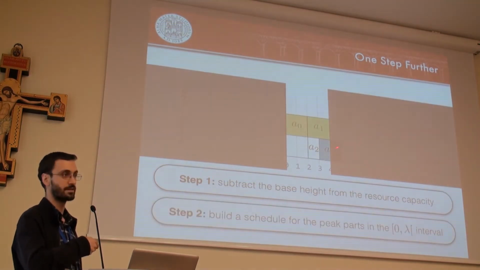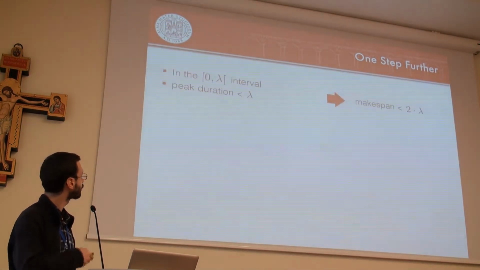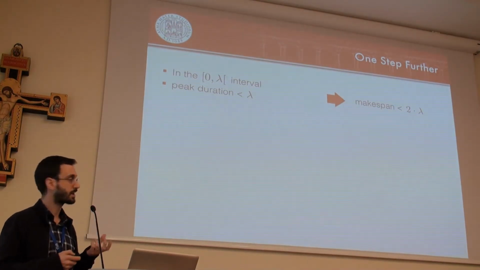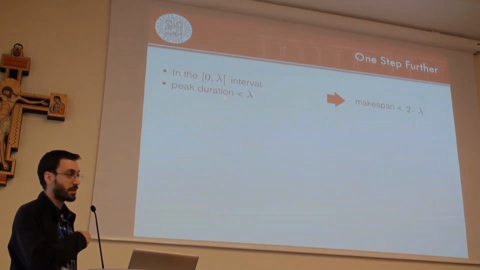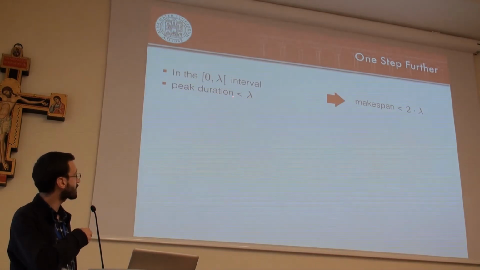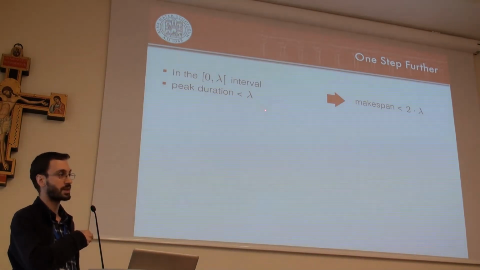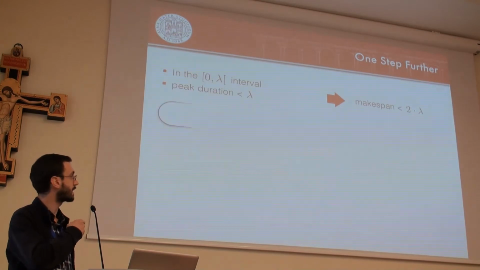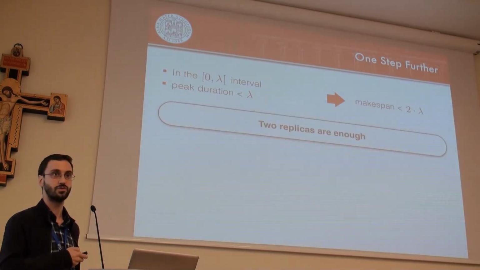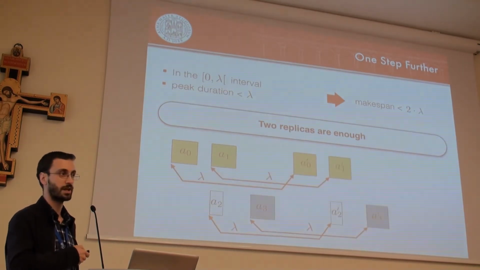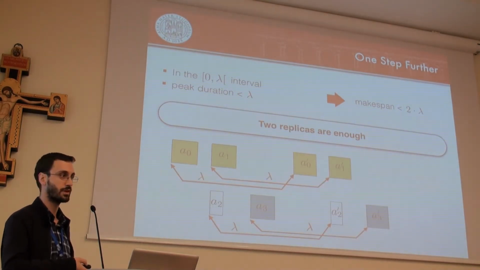And we get something like this. What is the nice part? What is the trick here? Since all the peaks must start in an interval which is shorter than lambda, and since the peak duration is necessarily shorter than lambda, the makespan of this will be shorter than 2 times lambda. Which means, if we take our previous technique, that we will only need 2 replicas. 2 replicas will be enough. So we start from this, and we just need a replica, and the synchronization constraints, of course.